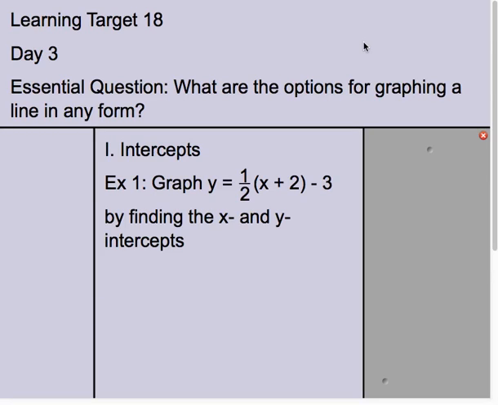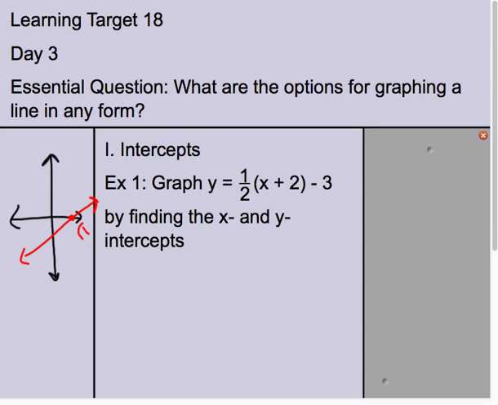Learning Target 18, Day 3, we are revisiting intercepts again. Remember, an x-intercept is where the line crosses the x-axis. So I'm going to draw a quick sketch over here. So let's say our line goes something like this. Here is where the line crosses the x-axis.